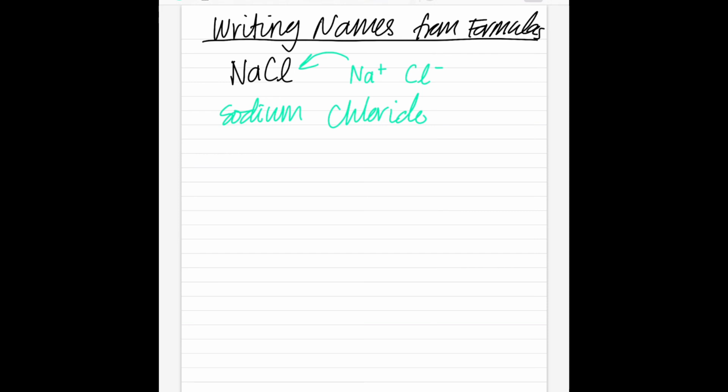Okay, so let's try another one. What about this one here? Okay, so Al, if you go to your periodic table, Al is always plus 3. So Al plus 3, aluminum. That's always plus 3. But there's nothing here.